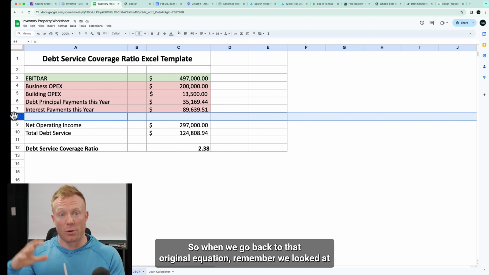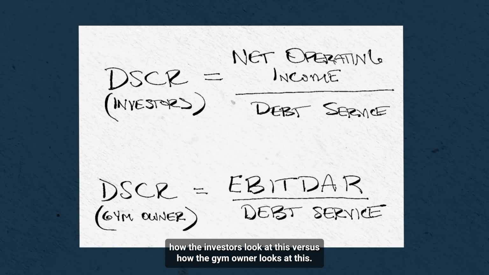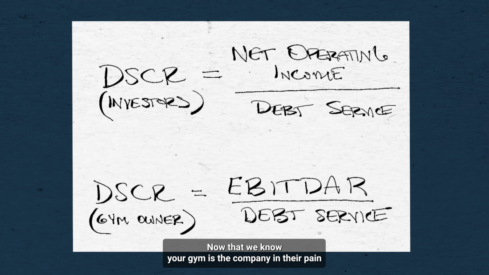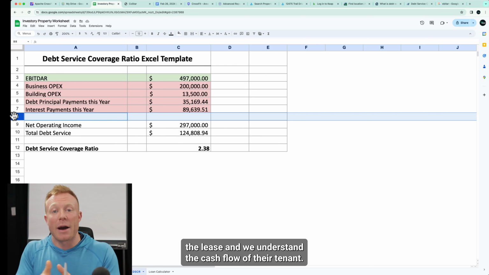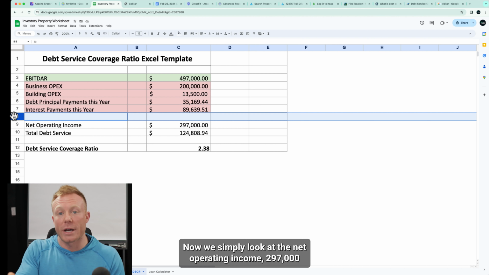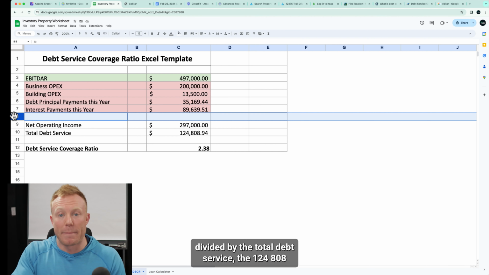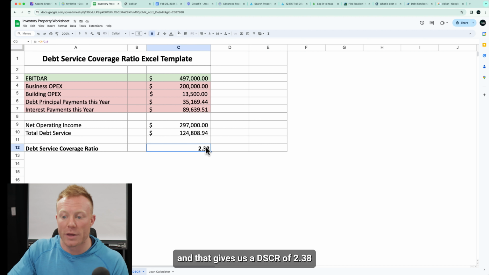So when we go back to that original equation, remember we looked at how the investors look at this versus how the gym owner looks at this? Now we're going to go back and convert this back towards an investor. Now that we know your gym is the company and they're paying the lease and we understand the cash flow of that tenant, now we simply look at the net operating income, $297,000, divided by the total debt service, the $124,808, and that gives us a DSCR of 2.38.